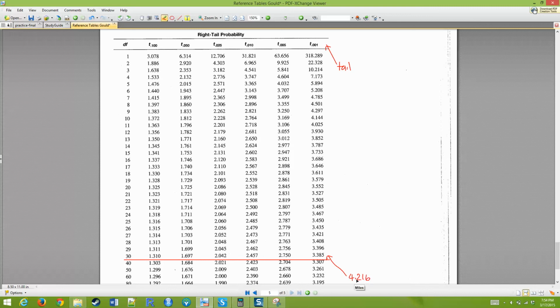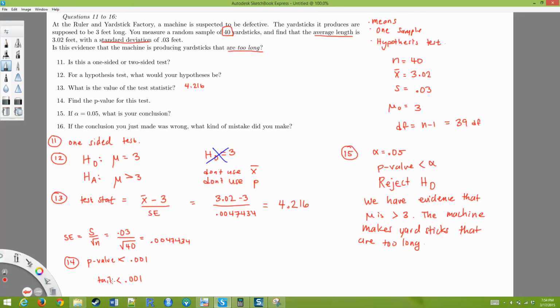And so 4.216 is bigger than 3.384, which means the value for my tail is going to be beyond what's in the table over here. So as I get further away from 0, the amount in my tail gets smaller. So the amount in my tail is less than 0.001. Is that part okay? Okay, so that's all I've written down here, is that my tail is smaller than 0.001.